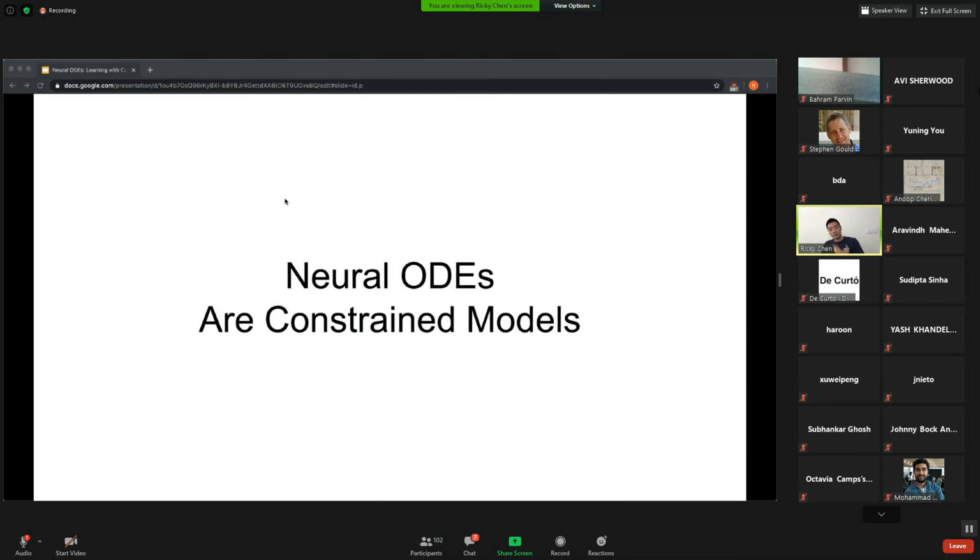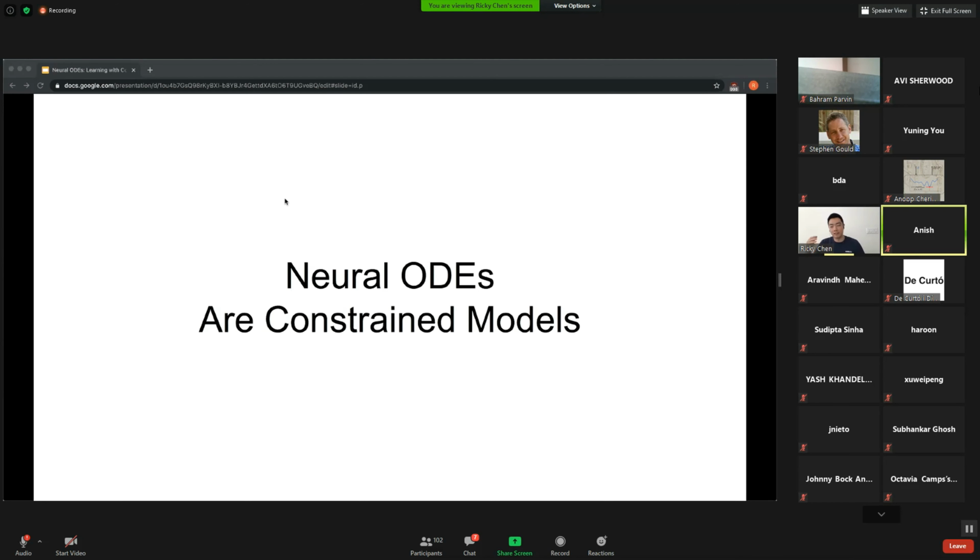Okay, so next I'll talk about some subtle differences between solutions of ODEs and fixed step size discretizations, such as ResNets. And we'll find that neural ODEs are actually a more constrained class of models, but this leads to some very interesting applications.